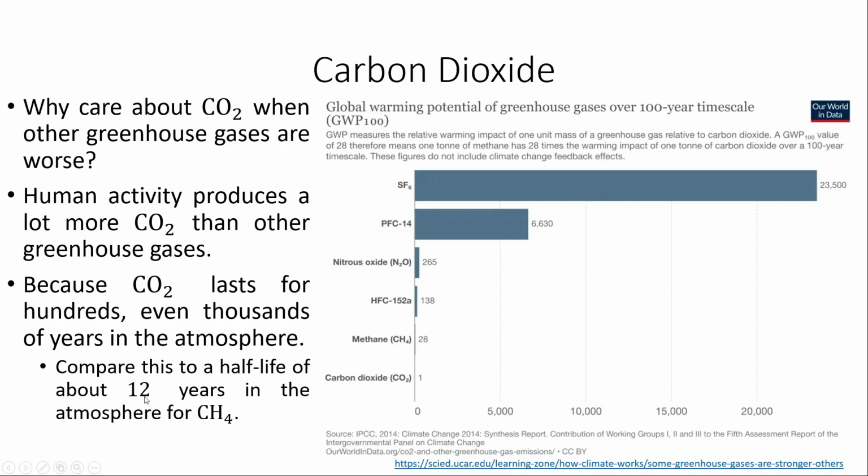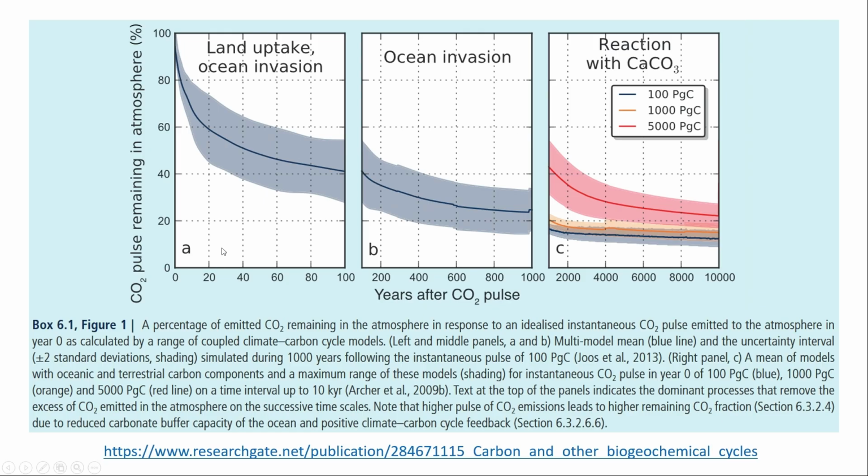If we compare this to methane, methane only lasts about 12 years, or at least has a half-life of about 12 years in the atmosphere. And so what we can see here, if we pulse some CO2 into the atmosphere, so say we just release a bunch all instantaneously, then at year 0 we're at 100%, we can see it drops off pretty fast up to about year 20, then it starts slowing down.